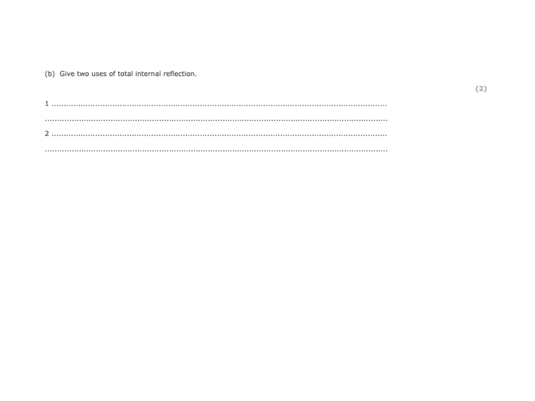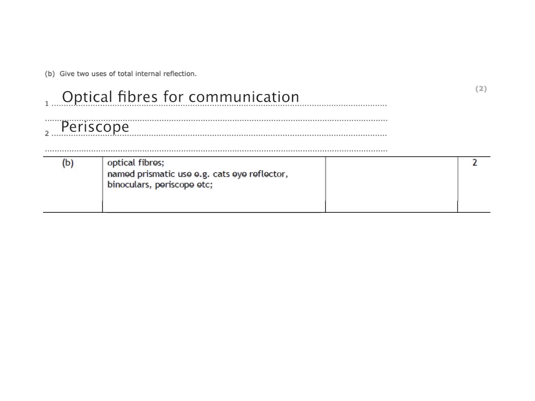And finally, we're asked to give 2 uses of total internal reflection. One, we could say optical fibers, either for endoscopes or optical fibers for communications. And another example of a use is a periscope. And if we check that against our mark scheme, we see optical fibers and another prismatic use, so periscope, binoculars, or something similar.